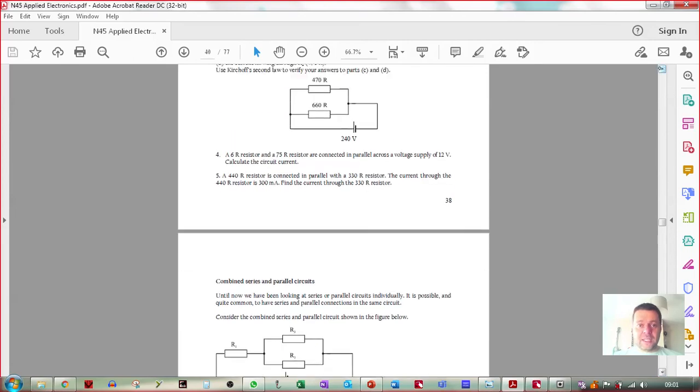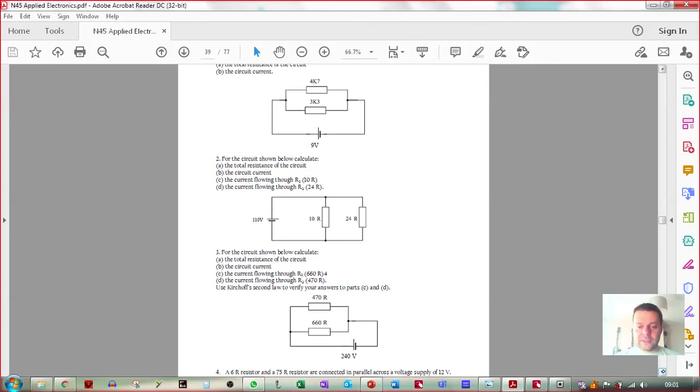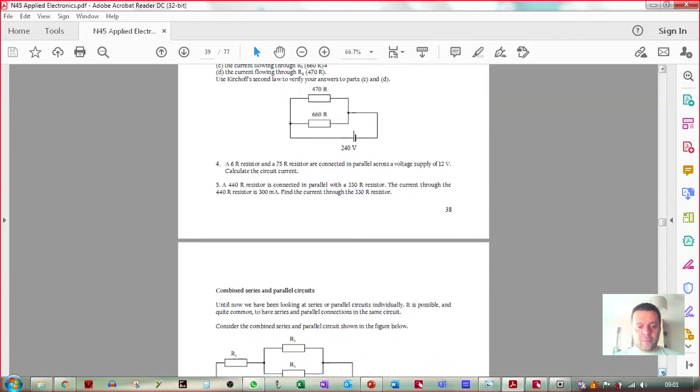Remember, in these circuits where it's only parallel, given a 9 volt supply, that means there's 9 volts across that resistor and 9 volts across that resistor. In this one there's a 110 volt supply, that means there's 110 volts across that resistor and 110 volts across that resistor. And then the same for that one at 240. In these ones that don't give you the circuit, I would suggest you draw the circuit. It'll help you understand it.